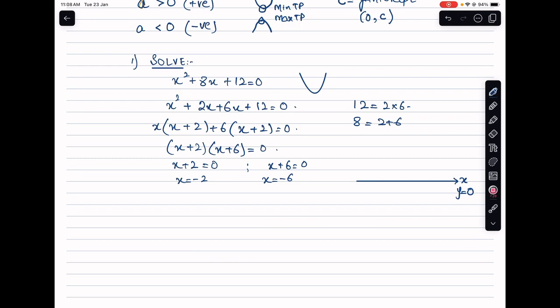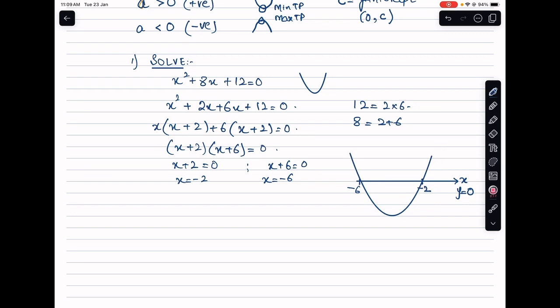That means the two x values that we have here are basically the x-intercepts, and the x-intercepts here are going to be -2 and -6, and these are the x-intercepts or the roots of the quadratic curve, and I know that the coefficient of x squared was positive, therefore the curve should be having a minimum turning point here.